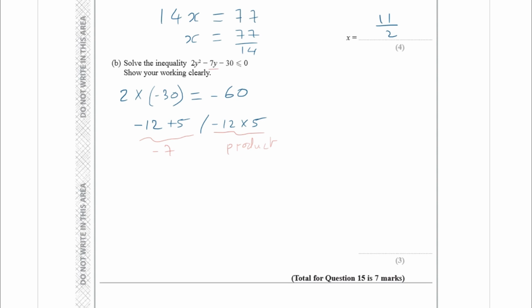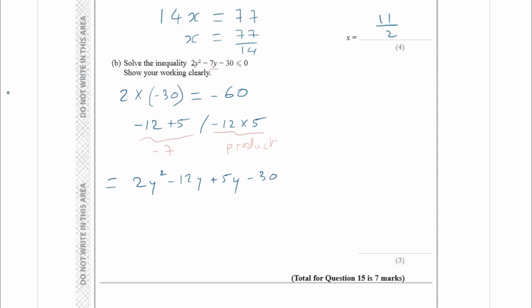So it's important to know this technique. You're looking for numbers that multiply to negative 60 and add up to negative 7 so that you can split the middle term. Now, how does middle term splitting work? Well, we're going to go ahead and do that now. We're going to change our 7y into minus 12y plus 5y. So 2y squared minus 12y, so this is the split, plus 5y, so we're splitting the middle term, minus 30.